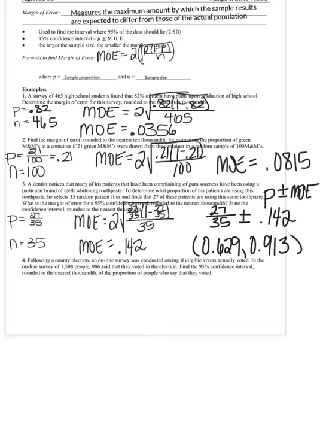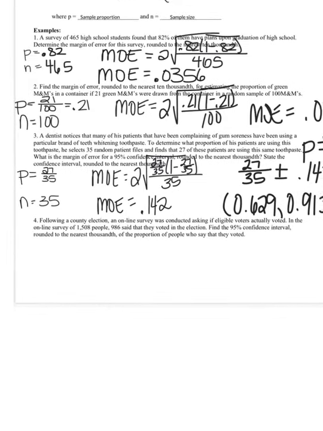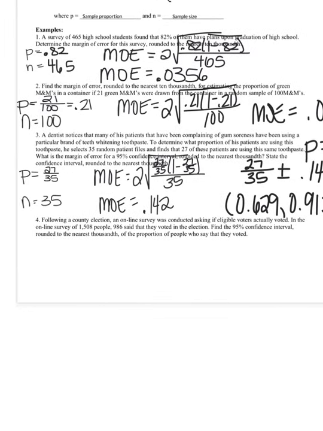And then the last one down here. Following a county election, an online survey was conducted asking if eligible voters actually voted. So again, this is not asking you for the margin of error. It's asking you for the confidence interval. Your final answer is going to look like this for a confidence interval. It's an interval. So in order to do that, though, you have to find the margin of error first.